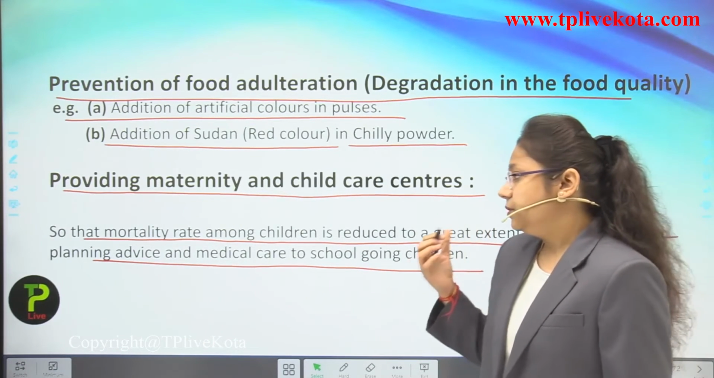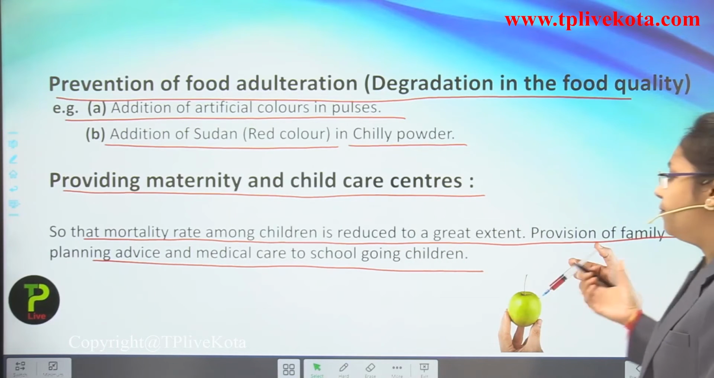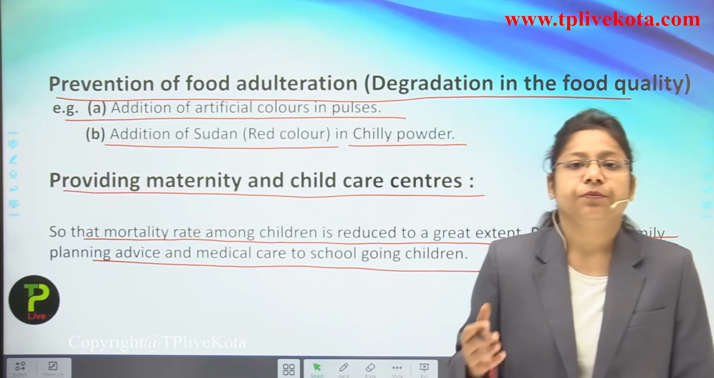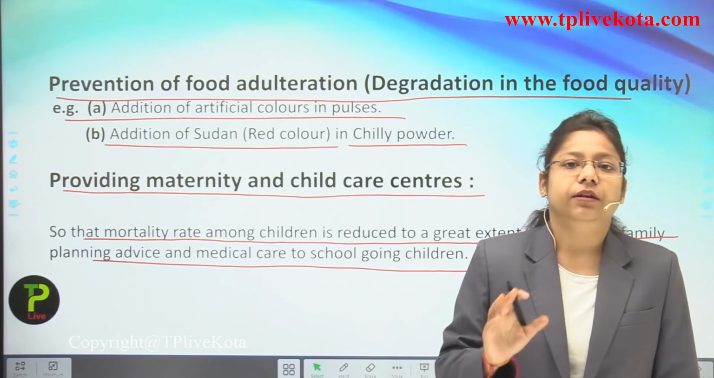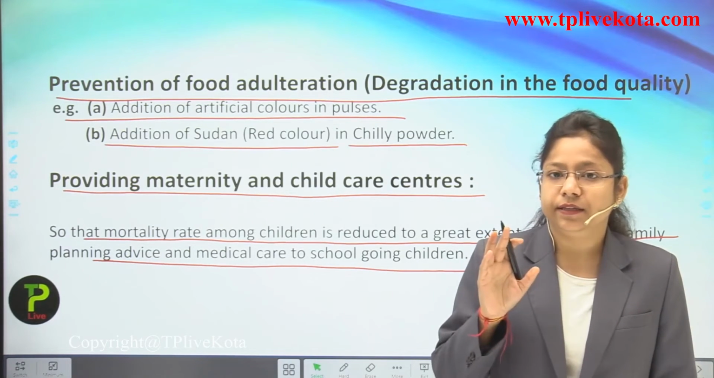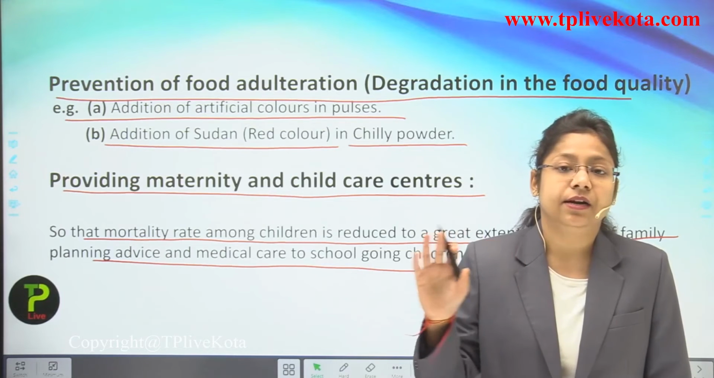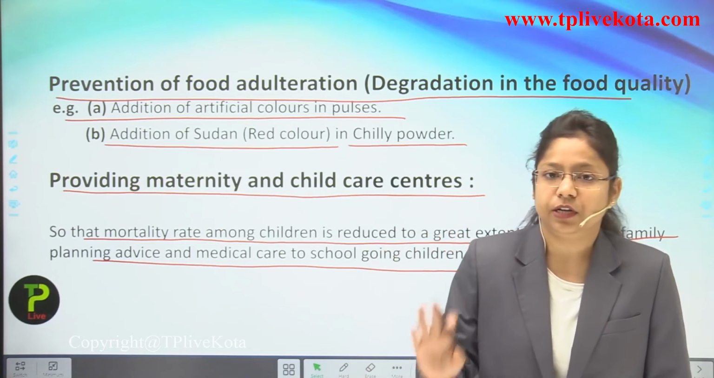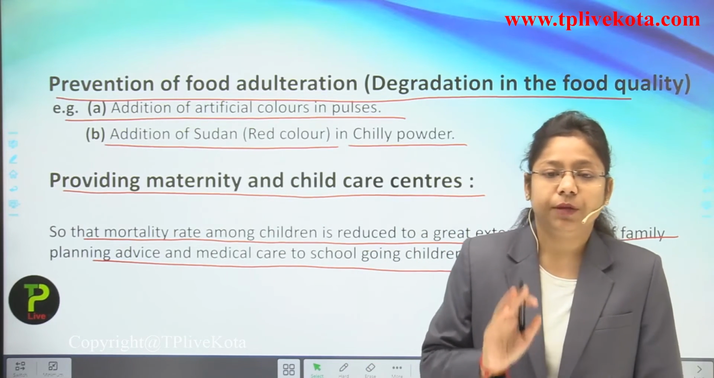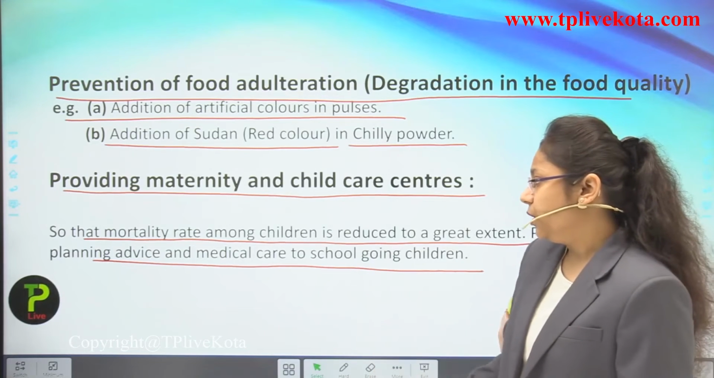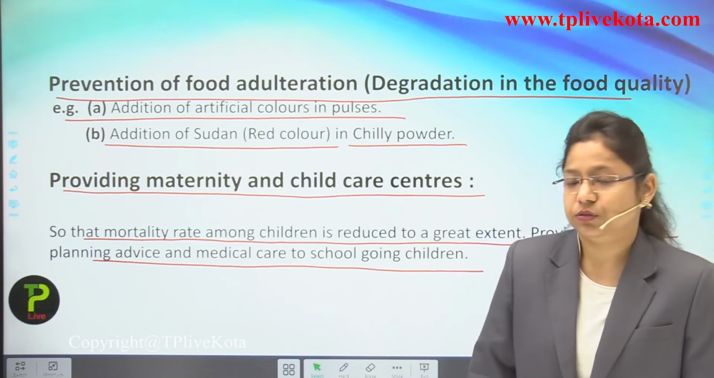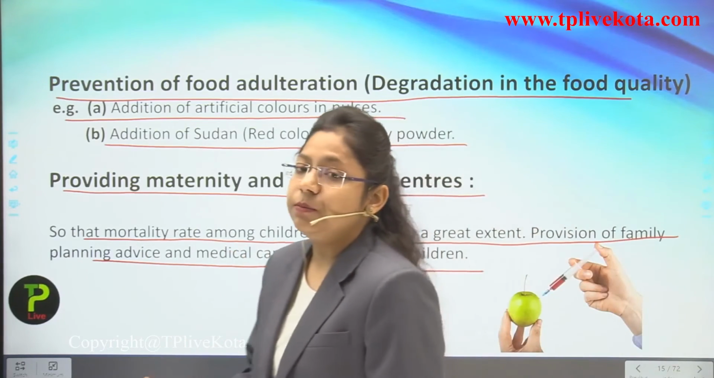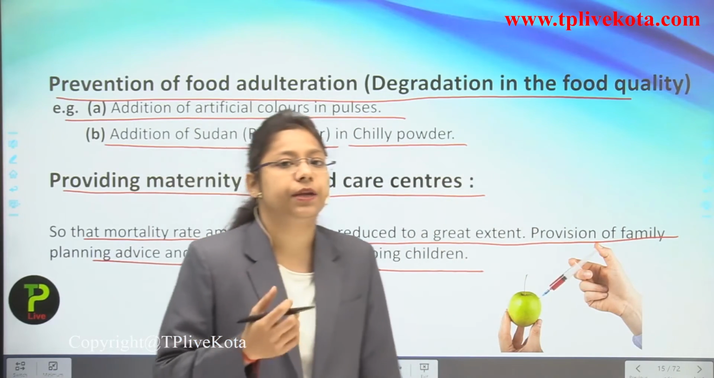Next, the second point is provision of family planning advice. Family planning advice should be given to them, and if they do not know about this, then they should be taught that there are some contraceptive devices available in the market, so they should make use of them. And proper medical care should be given to the school going children also. So these are the main preventive measures we should keep in mind.